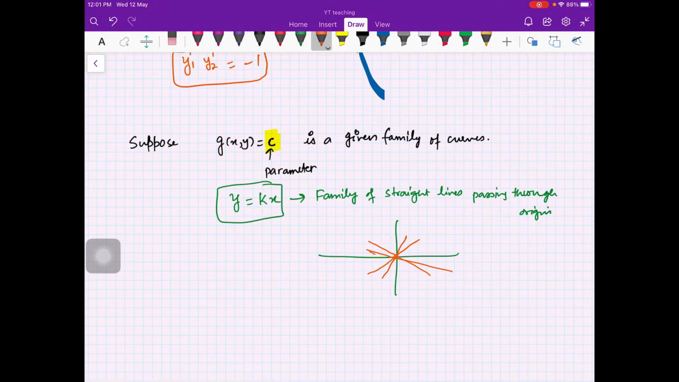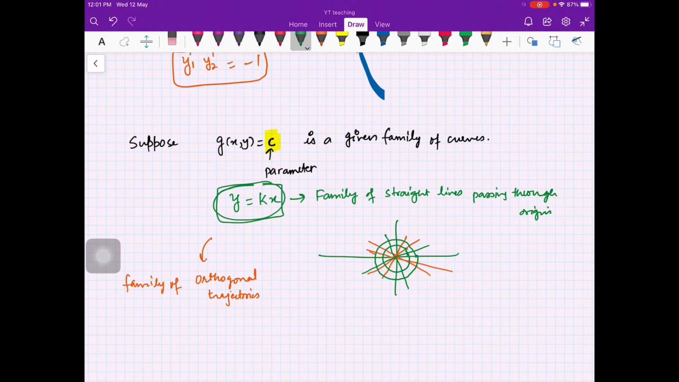Now suppose I am looking for a family of orthogonal trajectories. So what are we saying here? That we are looking for curves which will be orthogonal to each of these members of the family. For example, if you draw a circle with any radius, center origin, it will be orthogonal to every straight line which is passing through origin. Now you draw another circle that is also orthogonal to every member of this family.